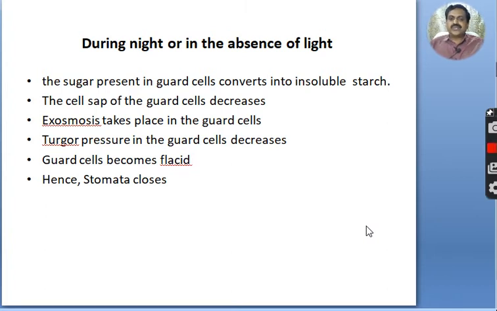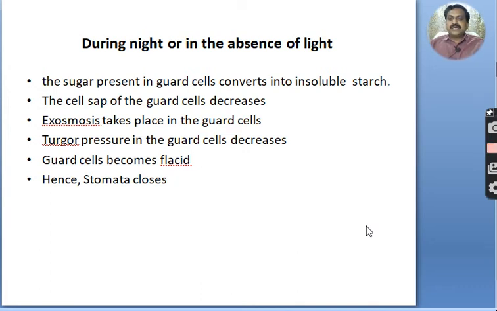Contrary to this, during night time or in the absence of light, the following events take place in the guard cells. What are those? The first and foremost is that the sugar, that is carbohydrate, which was prepared in the guard cell by photosynthesis during daytime, gets converted into its insoluble form, which is called starch, in the night or in the absence of light. So no sugar is found in the guard cells during night time. Instead, the insoluble form of sugar called starch will be found.